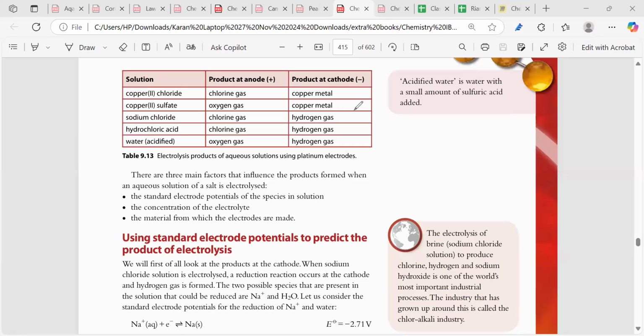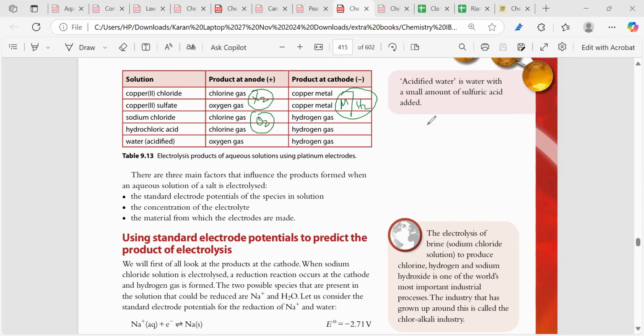So we have to know that in electrolysis, what guides the type of the product? We get overall information that either the halogen is given out at the anode or the oxygen is given out. At the cathode, either the metal is given out or hydrogen gas. These two products are there. So who determines the type of the products?